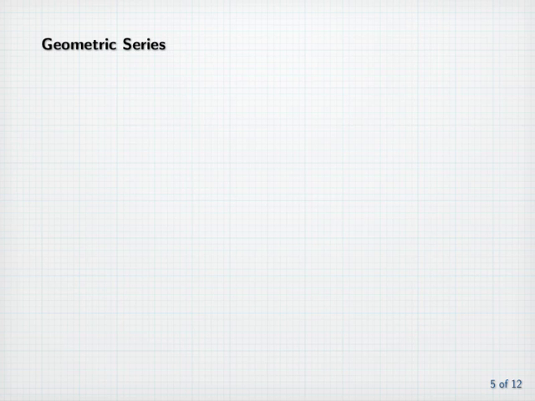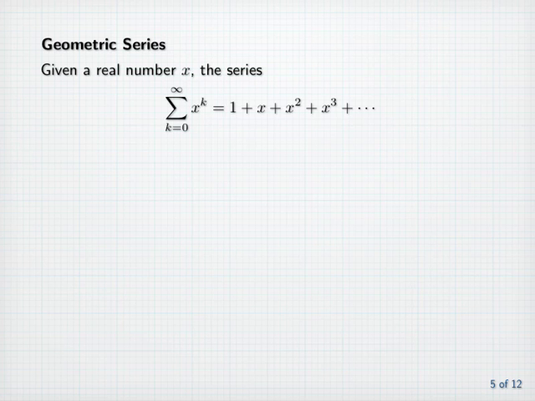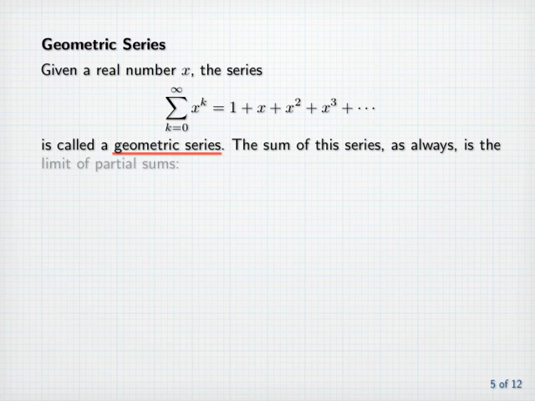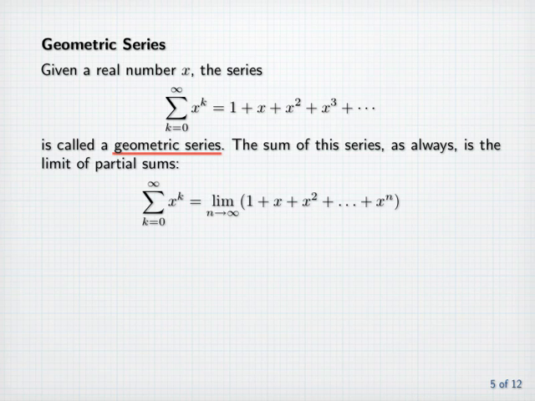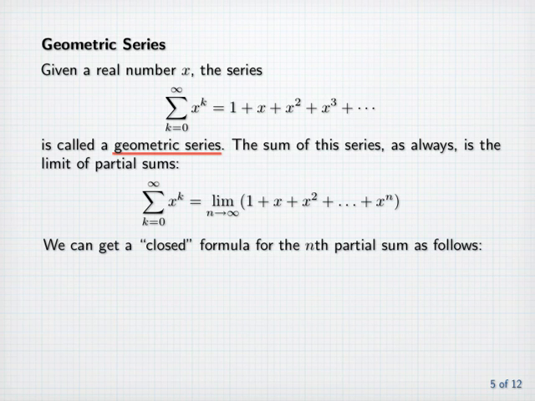Geometric series. Given a real number x, the series, the sum from k equals 0 to infinity of x to the kth power, which equals 1 plus x plus x squared plus x cubed, and so on, is called a geometric series. The sum of this series, as always, is the limit of partial sums. It's equal to the limit, as n goes to infinity, of 1 plus x plus x squared, and so on, up to x to the n. We can get a closed formula for the nth partial sum as follows.